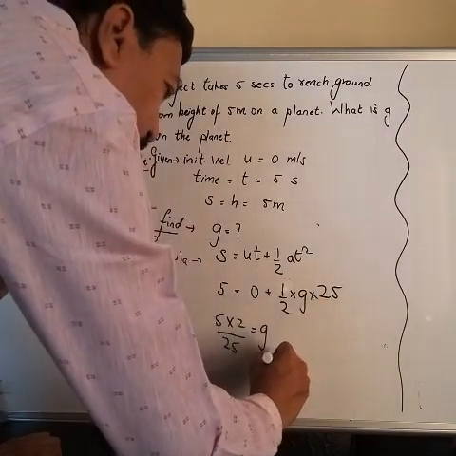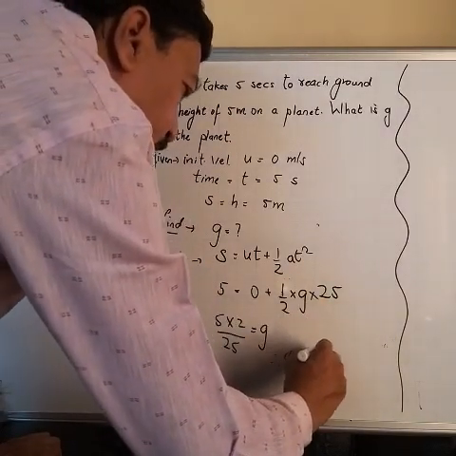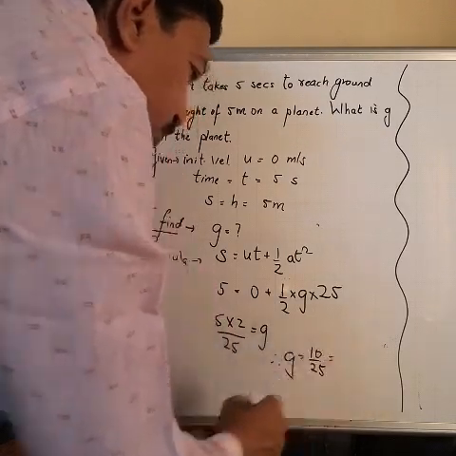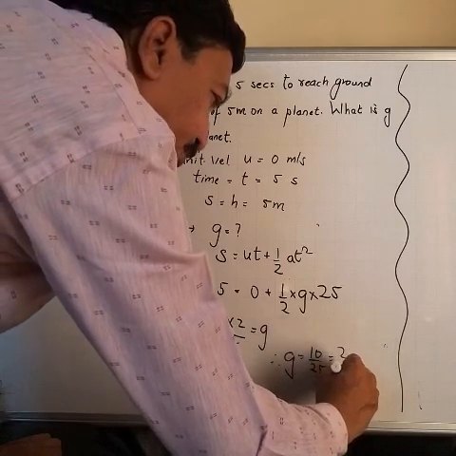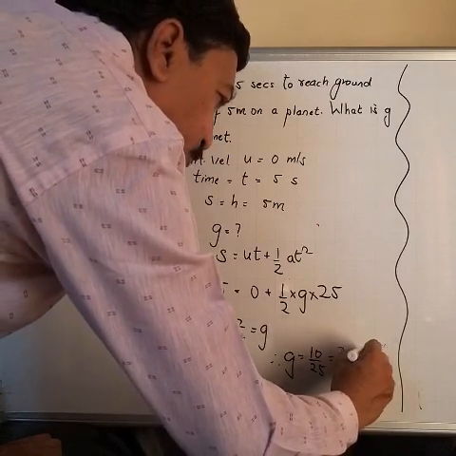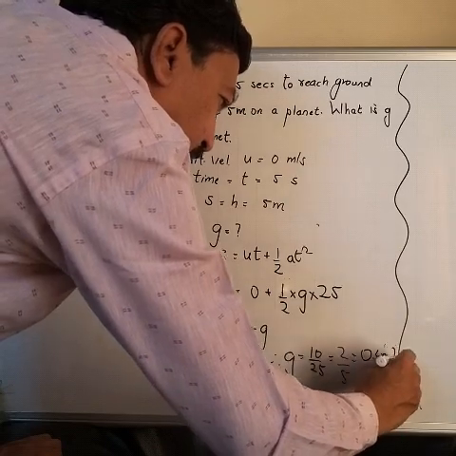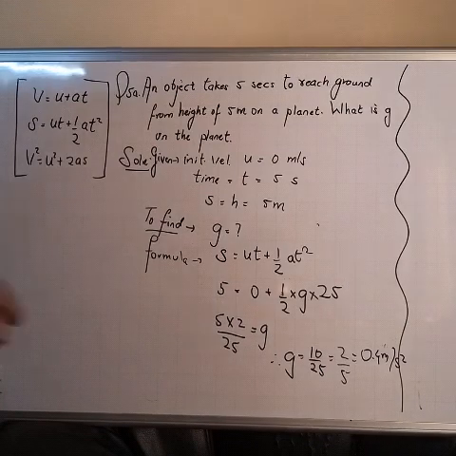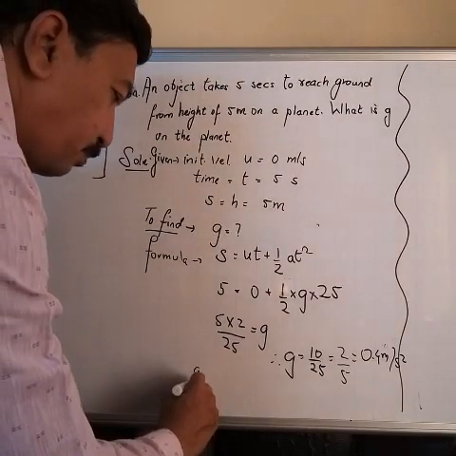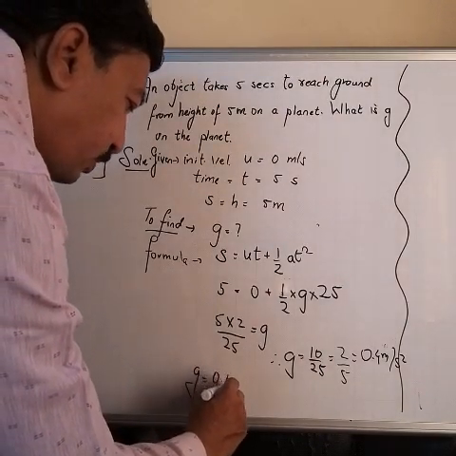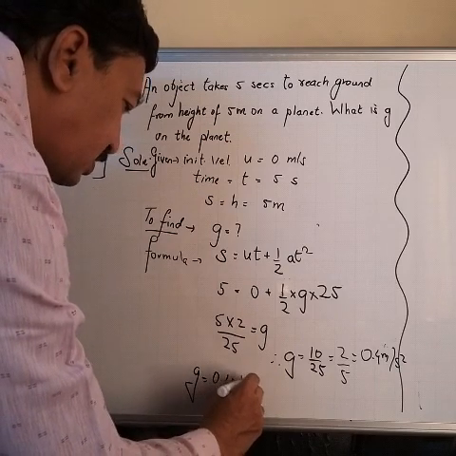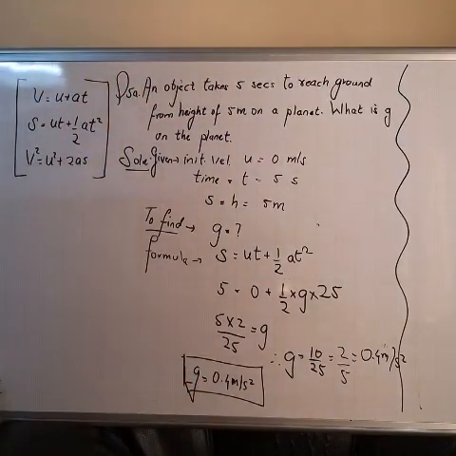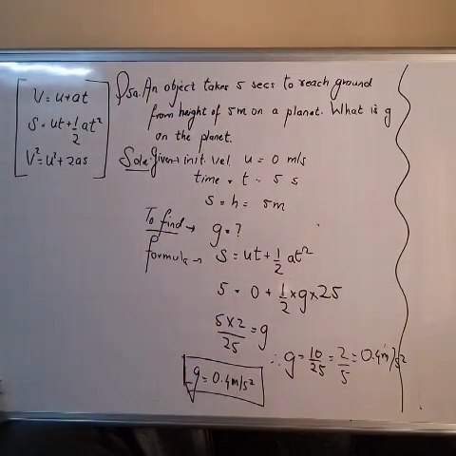Therefore, g becomes 10 upon 25 or 2 upon 5 or 0.4 meter per second square. So what answer I get? Value of g comes out to be 0.4 meter per second square. So this is the answer. And the numerical is very easy.